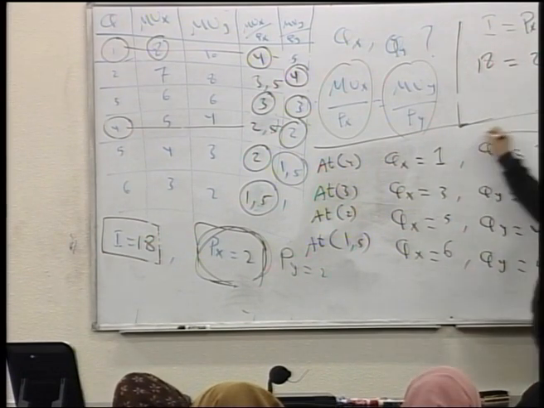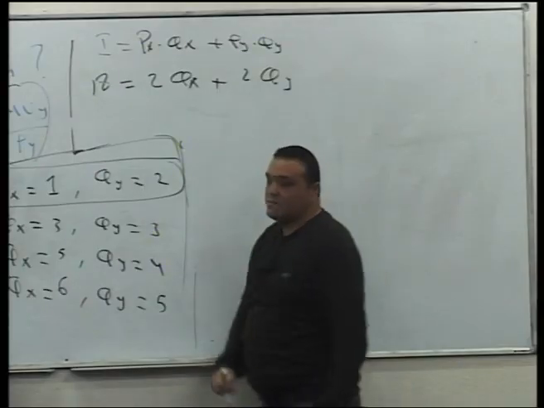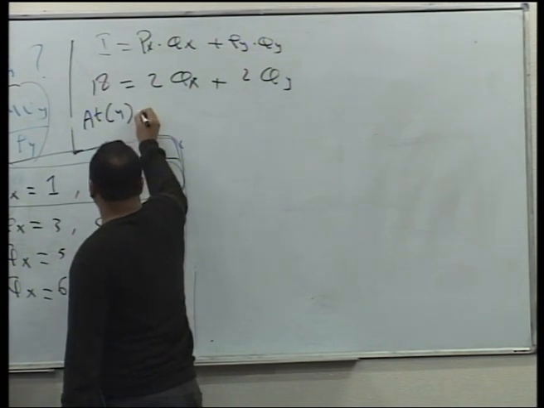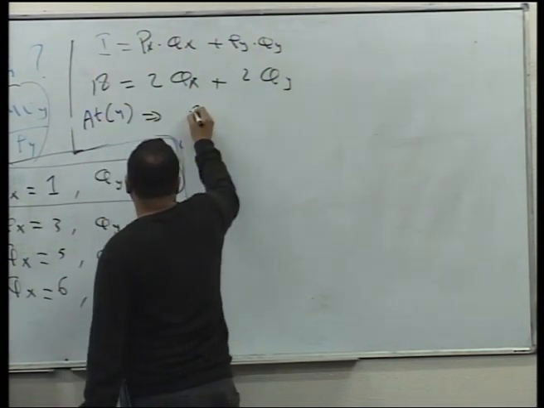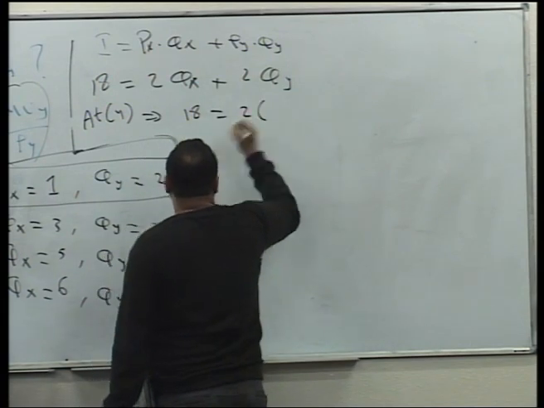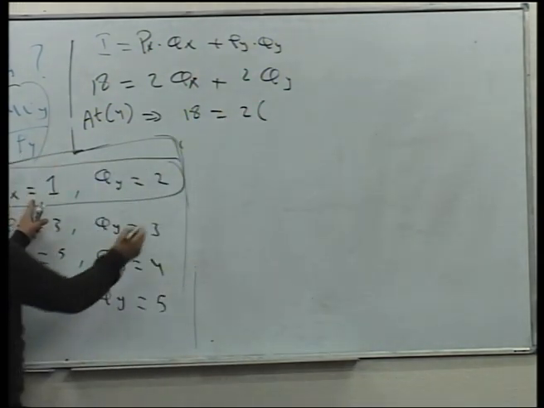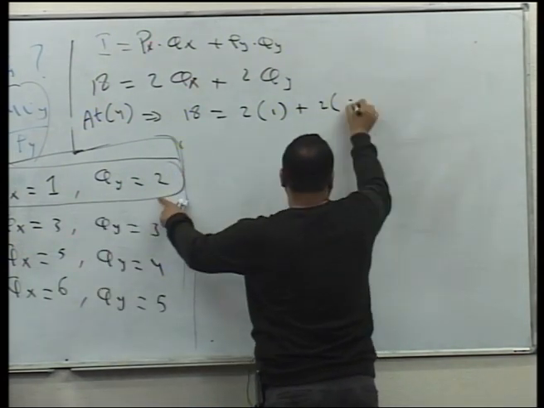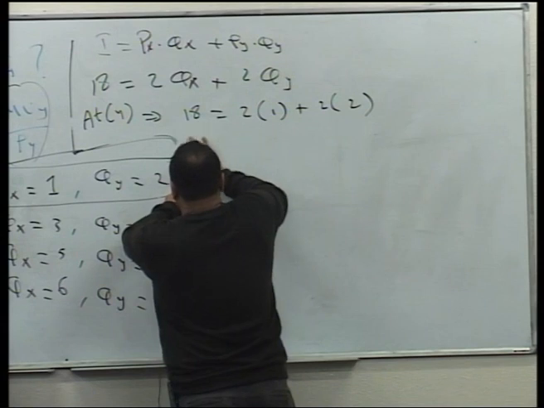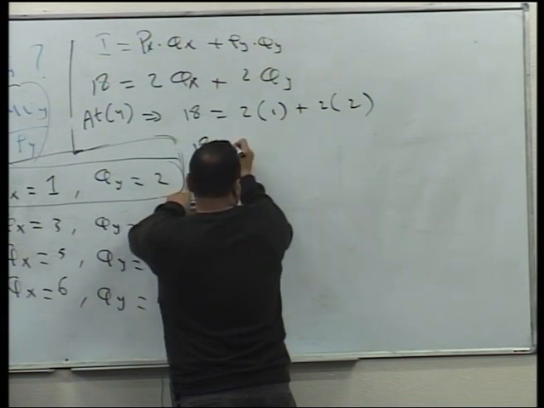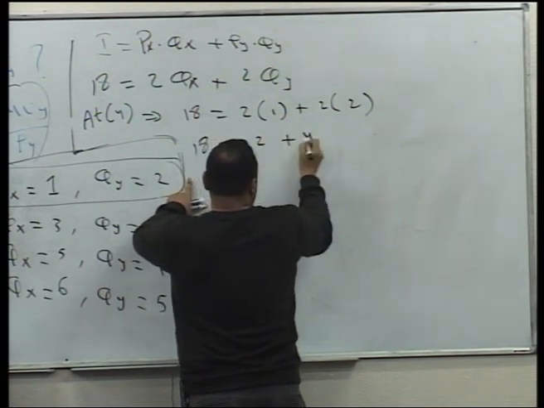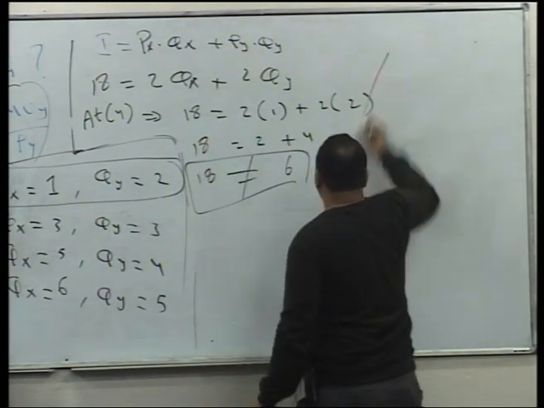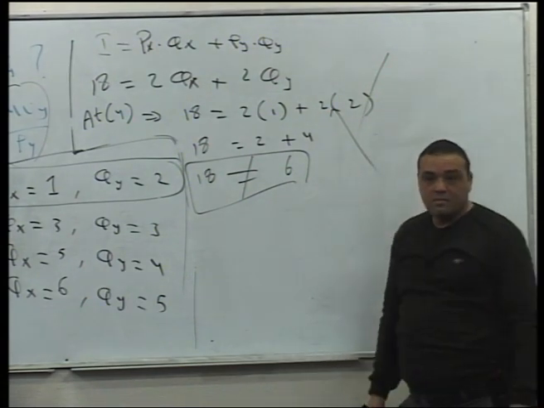Let's apply the first case here. At 4, 18 must equal 2 times QX 1 plus 2 times QY 2. Is it acceptable here? 18 equals 2 plus 4. 18 doesn't equal 6. So this is not correct. Where's the problem?